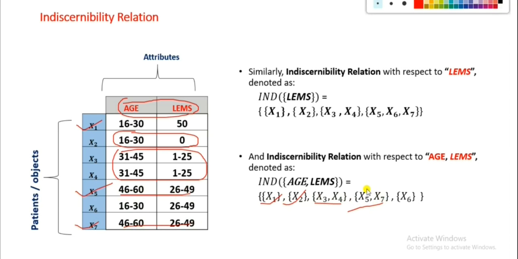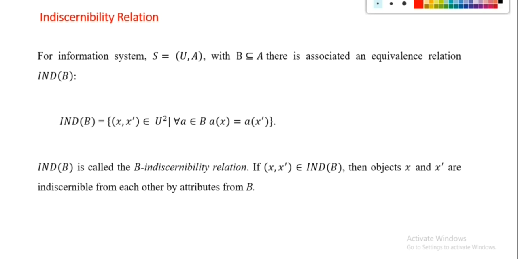So this is the next group, and x6 is left with this pair of values, and there is no other object with the exact same pair of values. So x6 will be the last group, and this is the indiscernibility relation with respect to age and lengths.